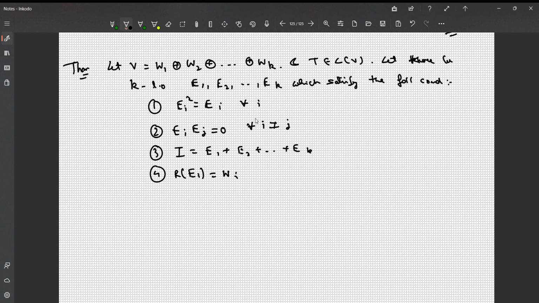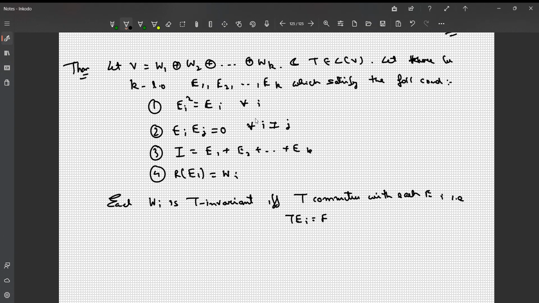Then the claim, or rather the statement of the theorem, is that each of these Wi's is T invariant if and only if T commutes with each Ei. That is, TEi is equal to EiT for all i, where i ranges from 1 to K, right?